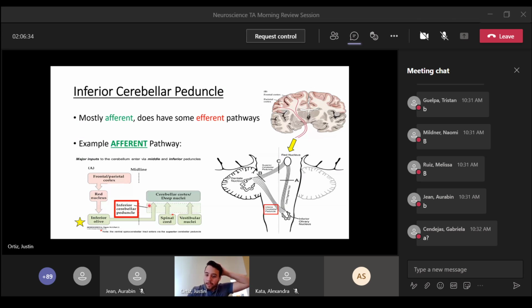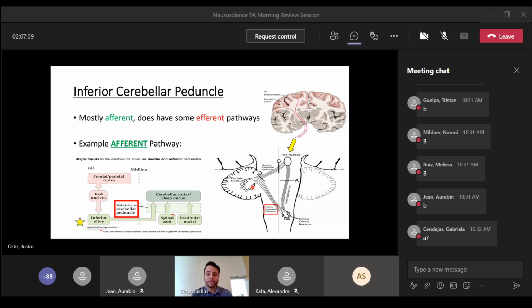peduncle. So you can see here, I want to go grab this cup of coffee. How do I calculate that movement perfectly? What happens is the frontal cortex sends a signal down to the red nucleus. The red nucleus comes down to the inferior olivary nucleus, goes through the inferior cerebellar peduncle and into, let's say, the dentate nucleus, which is our deep cerebellar nuclei. That makes sense. This is basically telling the cerebellum, I want to make this movement, help me out. How do I calculate this perfectly? I kind of have a plan.